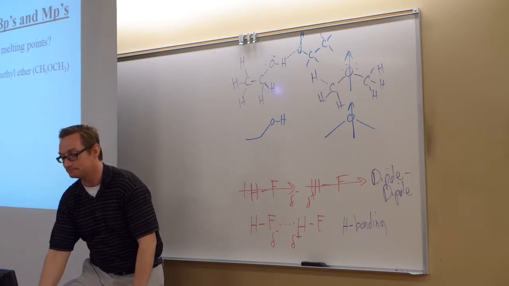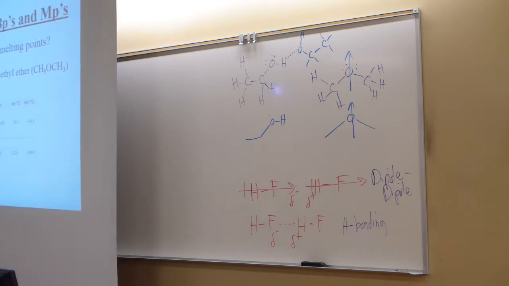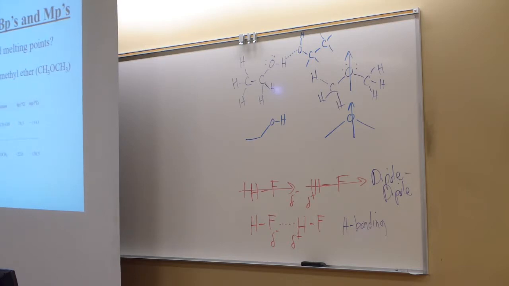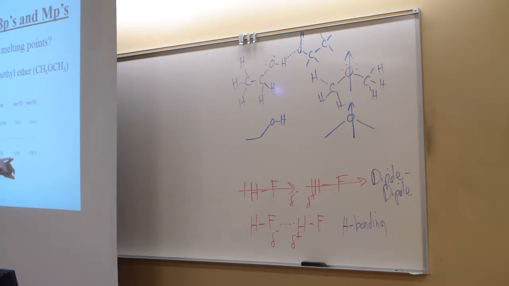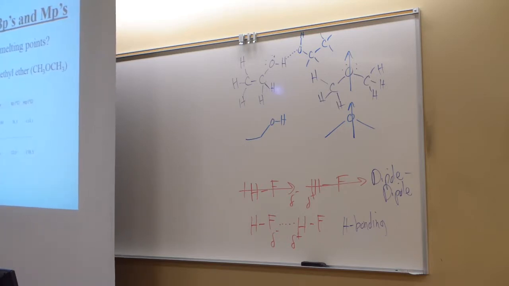All right. And it turns out that the boiling points are affected. They both have the same molar mass, but check this out. Minus 22 for dimethyl ether, 78 for ethanol. So at minus 22, you know that dimethyl ether is going to be a gas, but ethanol is going to be a liquid at room temp.